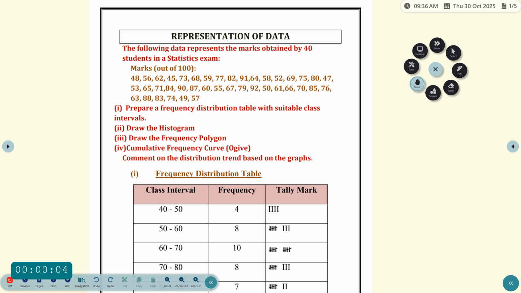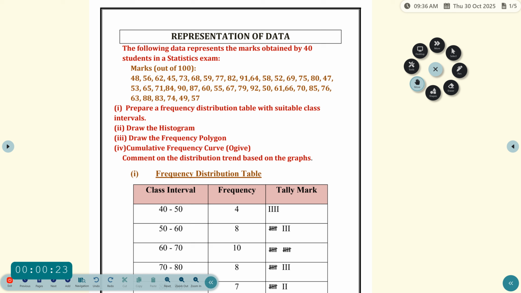Good morning, students. For the continuation of the 2301 MA 107 Probability and Statistics paper, today we are going to discuss the representation of data. In the last classes, we discussed the frequency curve, frequency table, frequency polygon, and cumulative frequency curve, that is the ogive.